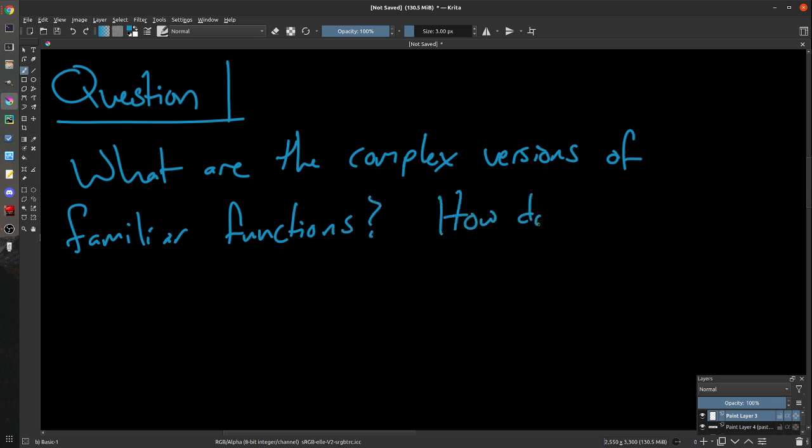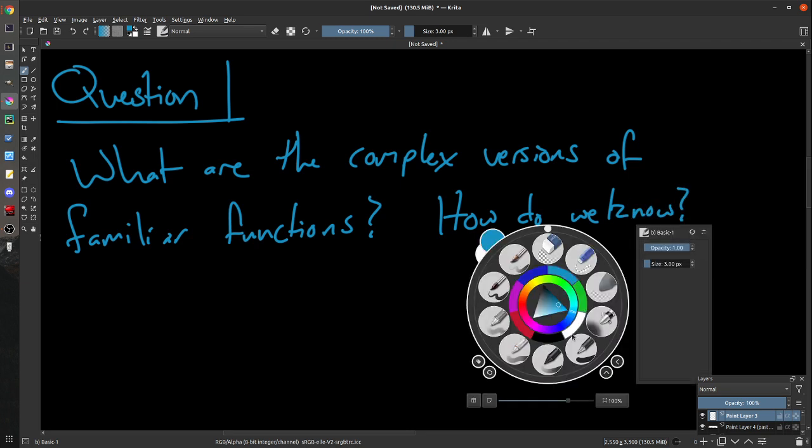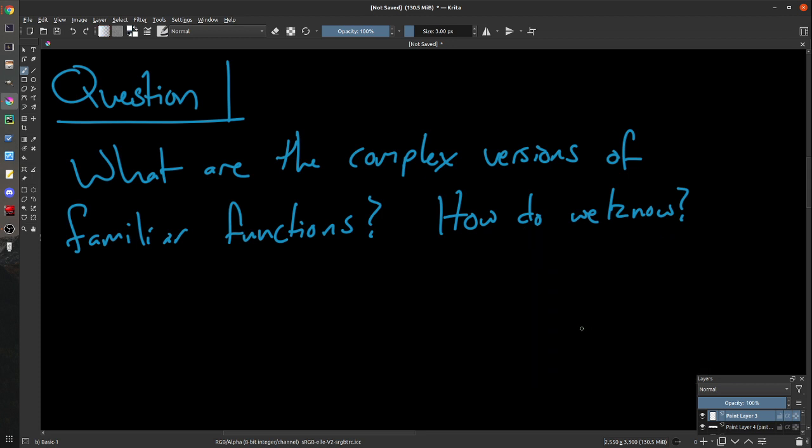And how do we know? Well, on one hand, this question is silly because it supposes that there just is a complex version of a familiar function. There are functions on C, so functions that send C to C, that may agree or disagree with various things and have certain properties, whether we call them the complex versions of a familiar function is sort of up to us. But intuitively, we all know what this kind of should mean.